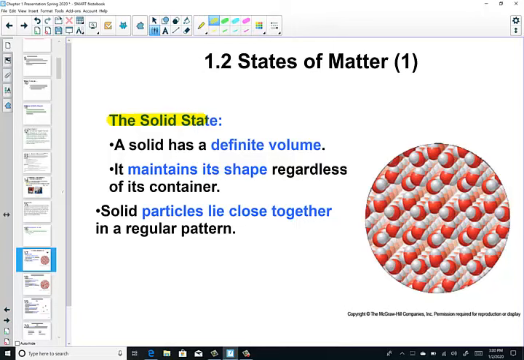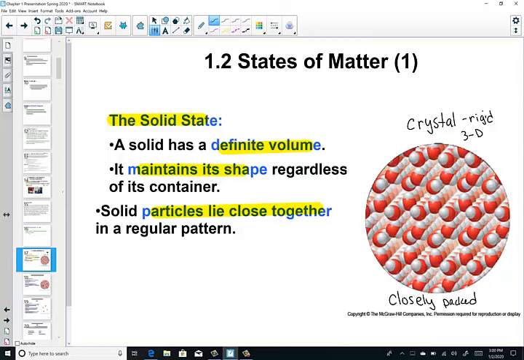The solid state has a definite volume and maintains its shape regardless of its container. And these particles lie very close together in a very repeated, organized pattern. Solids typically are found as crystalline structures, a very rigid, repeating pattern in 3 dimensions. So notice how closely packed these molecules are. So closely packed that they have hardly any empty space between them at all. Therefore, solids have a definite volume, and it maintains its shape no matter what I do to it, if I place it in a different container.